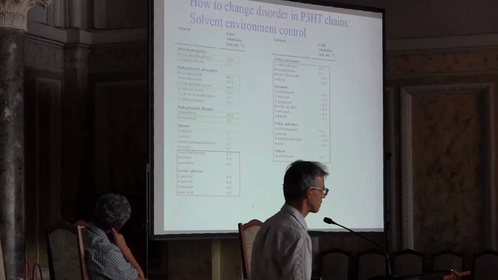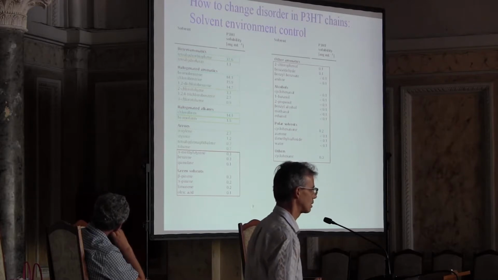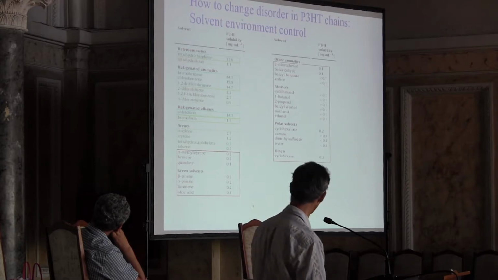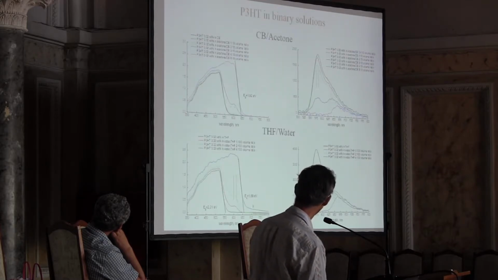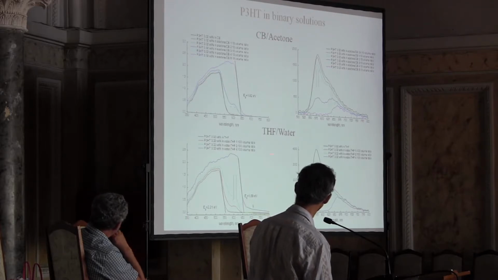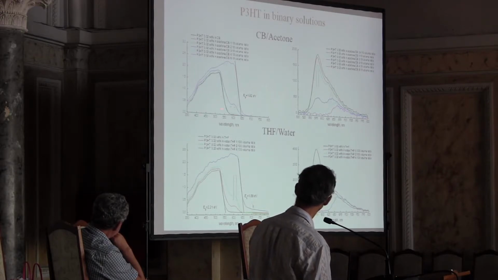So if we dissolve this polymer in a good solvent and add some amount of bad solvent, we can induce aggregation of molecules and variation in disorder in the structural arrangement of this aggregate. This is shown on the example of pairs of solvents like chlorobenzene and acetone, which are good and bad solvents, and tetrahydrofuran and water. So when we add bad solvent, we have a gradual change from the molecular-like absorption and emission spectra to absorption and emission of aggregates.